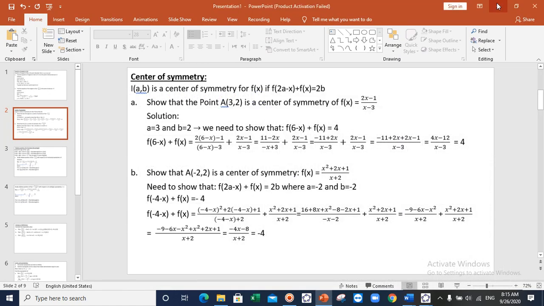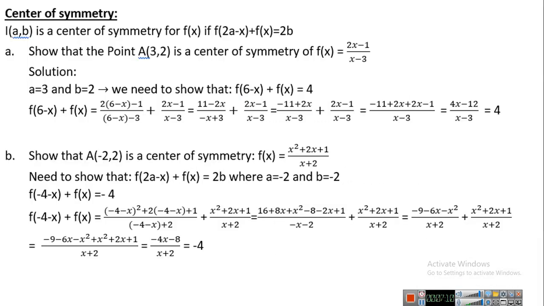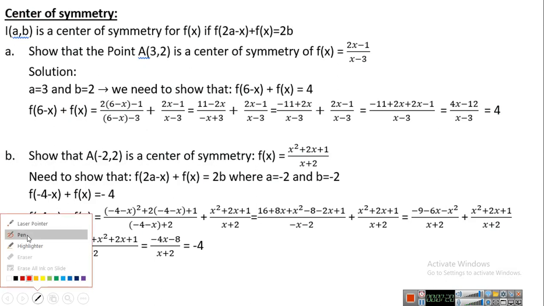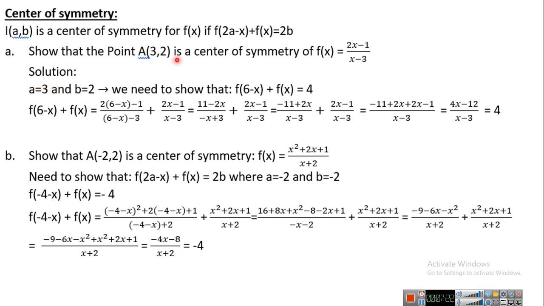Here you need to show that this point is a center of symmetry, as I showed you before. The formula says that to prove a point is a center of symmetry, you need to show that, with a equal to 3 and b equal to 2, f of 2a minus x, since a is 3, f of 6 minus x plus f of x equals b, which is 4.